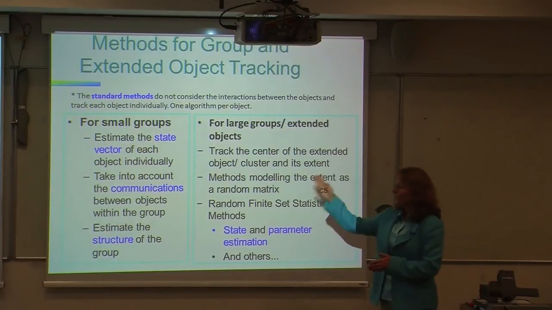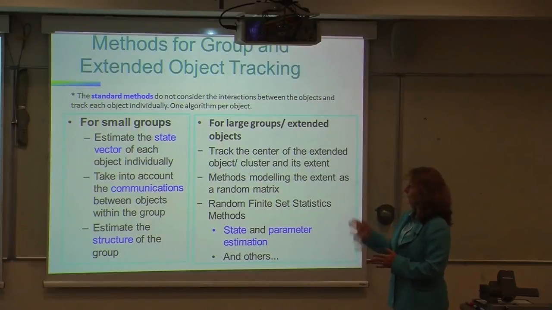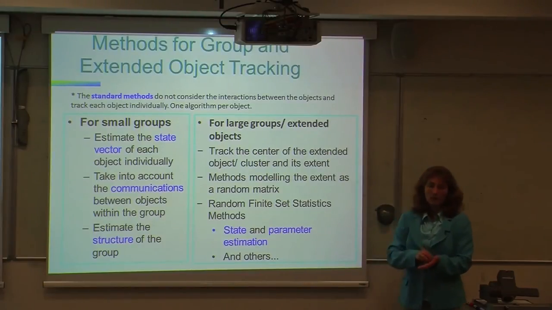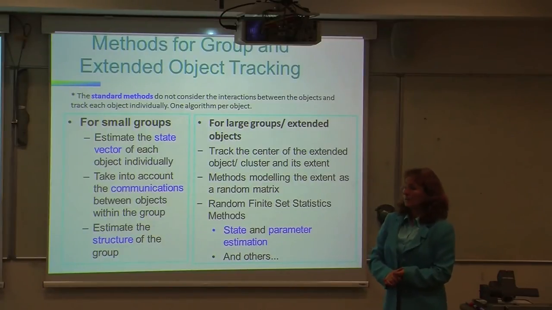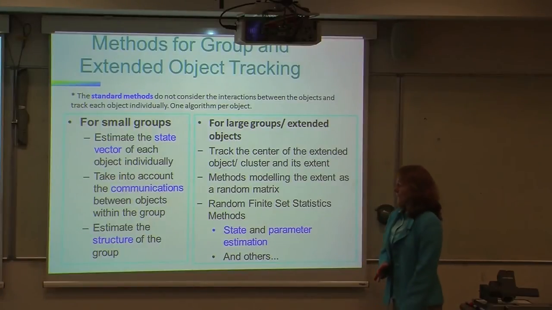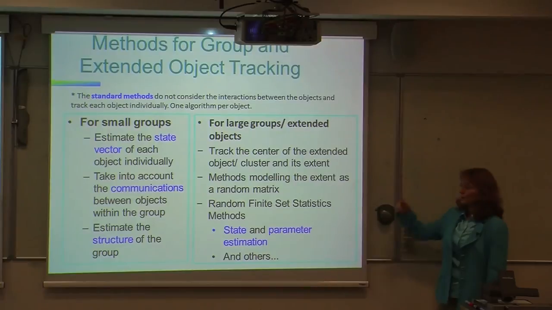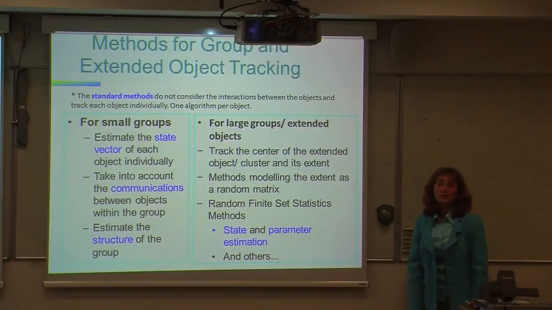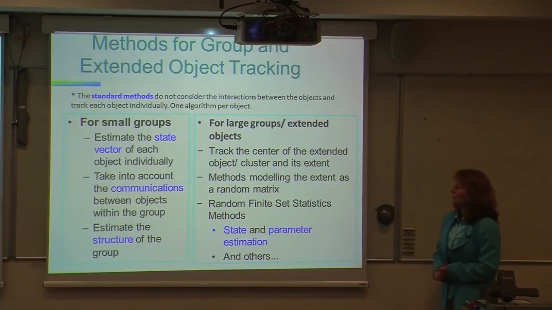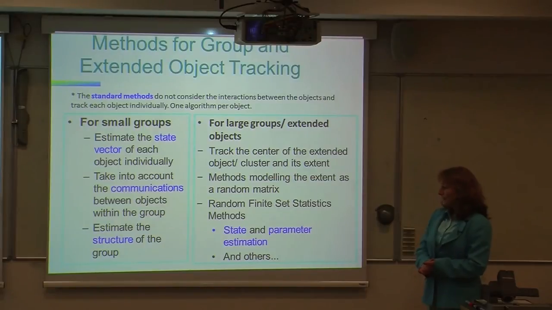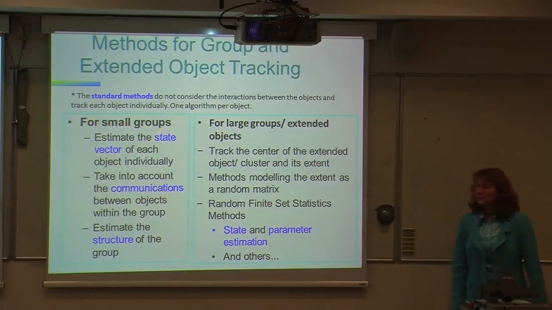So for small groups, we can do much more than for large groups, because for small groups we can use, for instance, if we have video data, different kinds of image features, color, texture, edges, motion, and estimate the movement of each individual person and the structure, whereas for large groups, we simply don't have enough information from the sensors to estimate each position of the object. And in general, both are problems of state and parameter estimation.